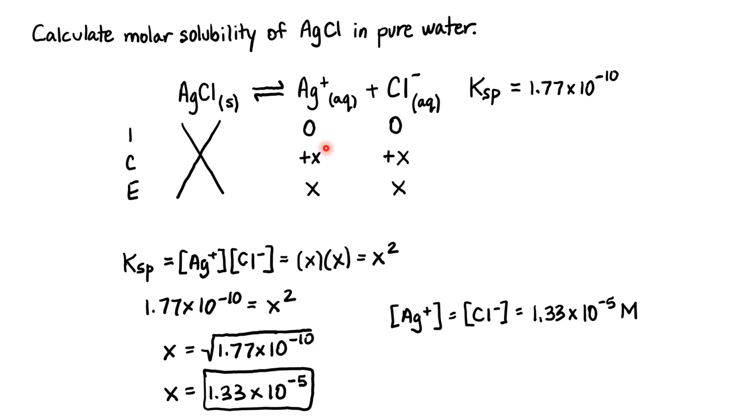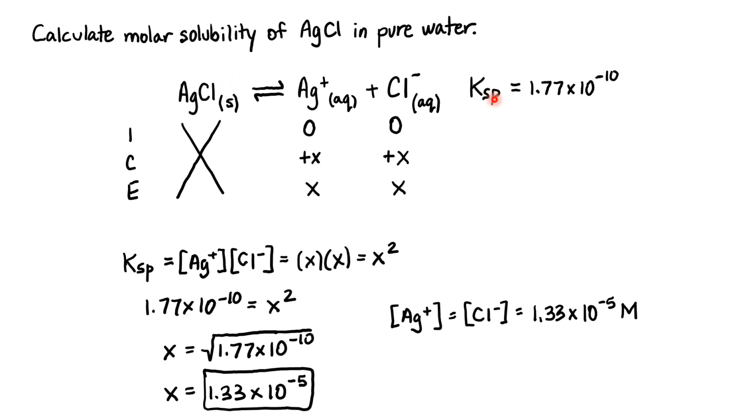So here's a practice problem. Imagine a problem that asks you to calculate the molar solubility of AgCl, which is silver chloride, in pure water. How would you go about doing that? Well, if you look at your solubility rules, AgCl is deemed insoluble. But we just said that in reality, nothing's ever insoluble. It actually is soluble to some degree. This will dissolve a little bit.